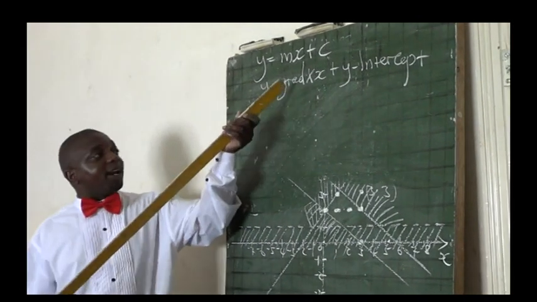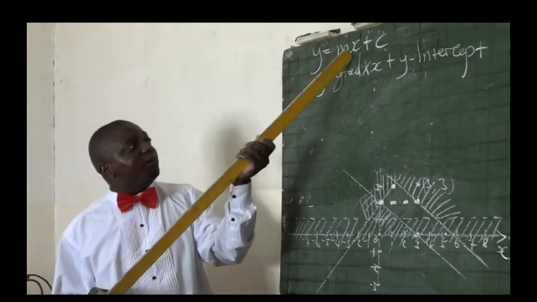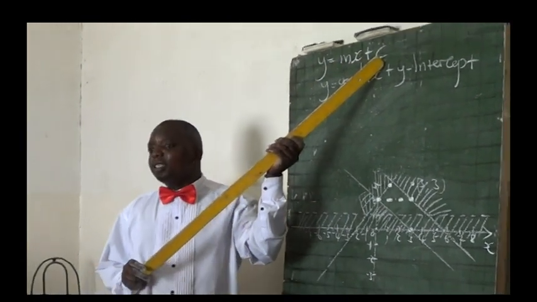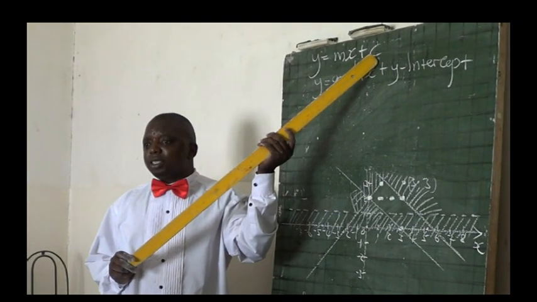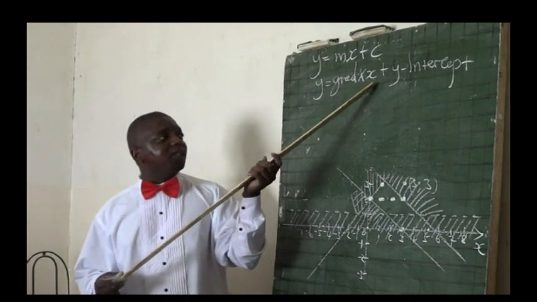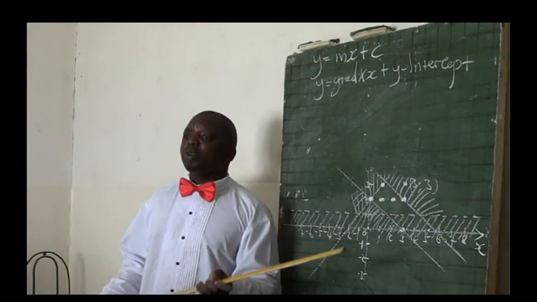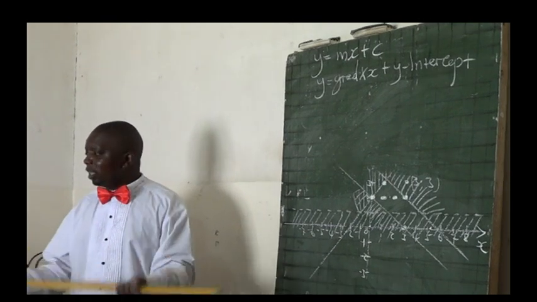y is equal to gradient times x plus y intercept. That is y is equal to mx plus what? Plus c. For any straight line that crosses the y-axis and the x-axis, you say y is equal to gradient times x plus y intercept.